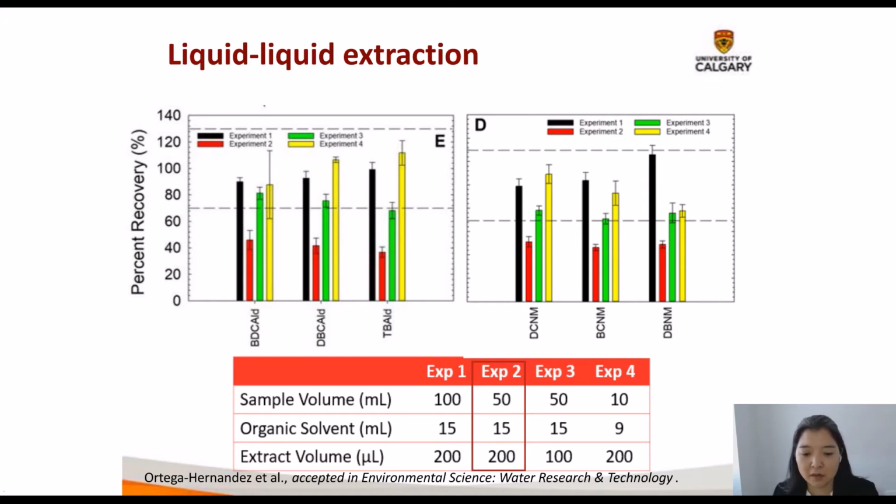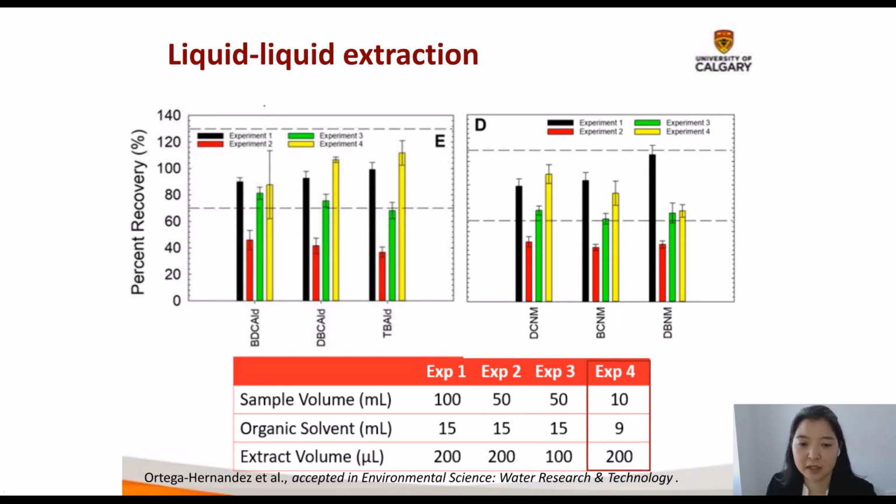So we then went ahead and reduced the final extraction volume to concentrate the analytes in the final extract. We did see a slightly higher recovery than experiment 2. However, the handling of blowing down to 100 microliters was a little bit challenging. So we decided to go back and try to use a final extract of about 200 microliters.